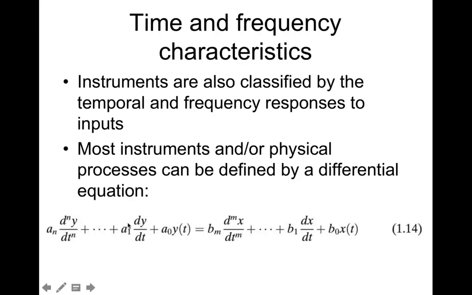So here is an example of a differential equation. This models some physical process, and it has coefficients associated with the y variable as well as the x variable. We generally assume that we can model these systems as linear differential equations. This is an example of a linear differential equation because it does not contain anything squared or any sinusoidal terms. It only contains x and y and their derivatives.